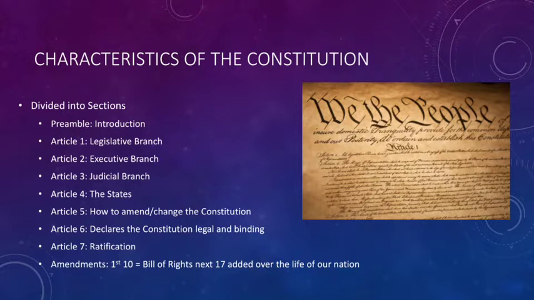Articles 5 through 7 are fairly specific. 5 tells you how you can amend the Constitution. 6 talks about the legality of the Constitution, and 7 is the ratification, or the approval, of the Constitution. And of course, there are 27 amendments after that, the first 10 being the Bill of Rights, and then 17 being added additionally when events arose where we needed changes.